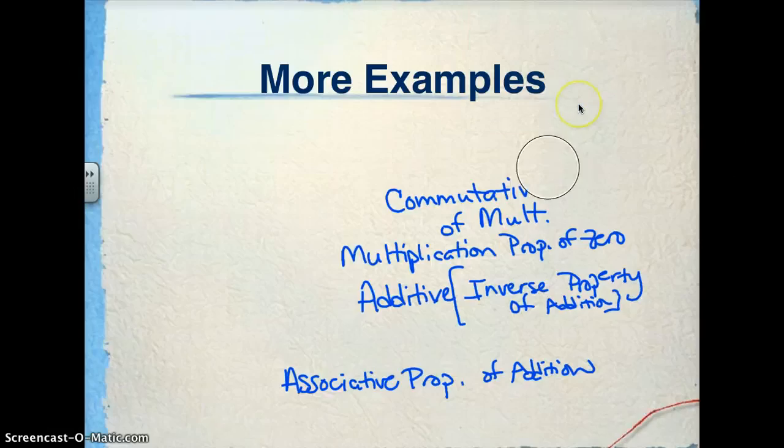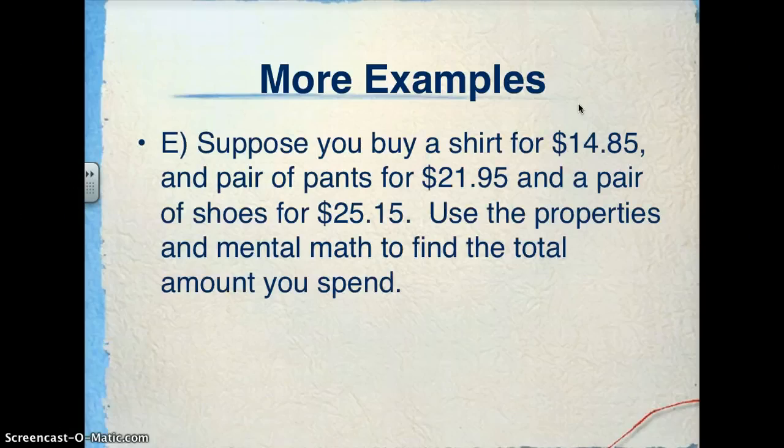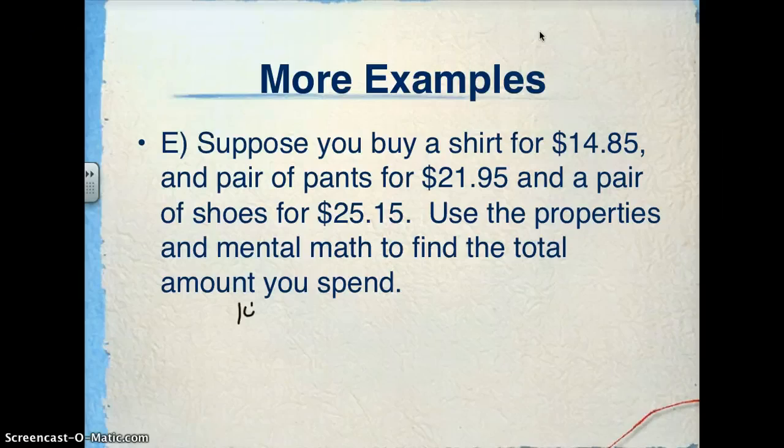And then let me give you just a couple examples where using one of these properties might come in handy. Suppose you buy a shirt for $14.85, a pair of pants for $21.95, and a pair of shoes for $25.15. Use the properties and mental math to find the total amount you spend. So we've got $14.85 plus $21.95 plus $25.15. I want to use some mental math to make this problem easier for myself.